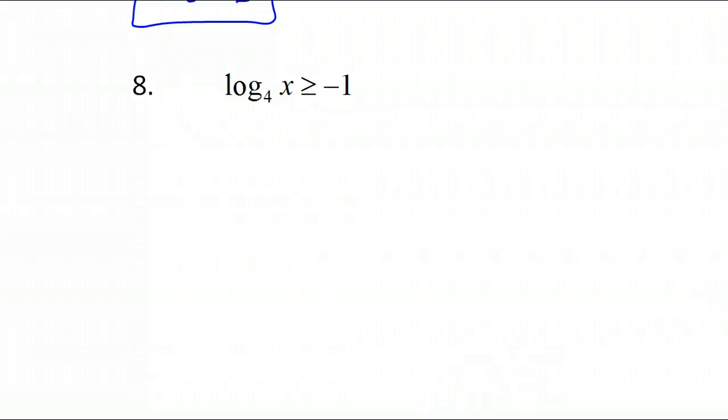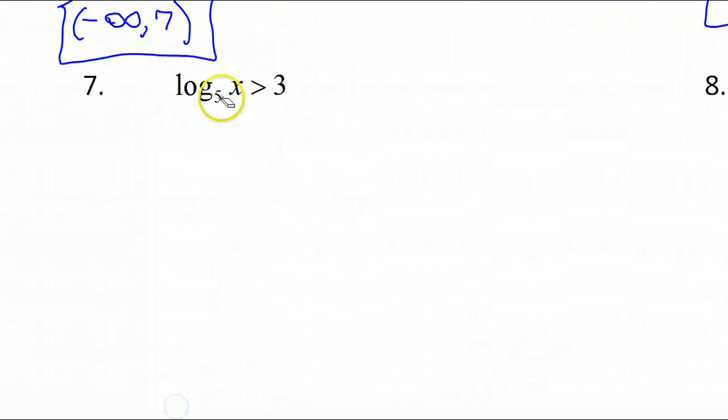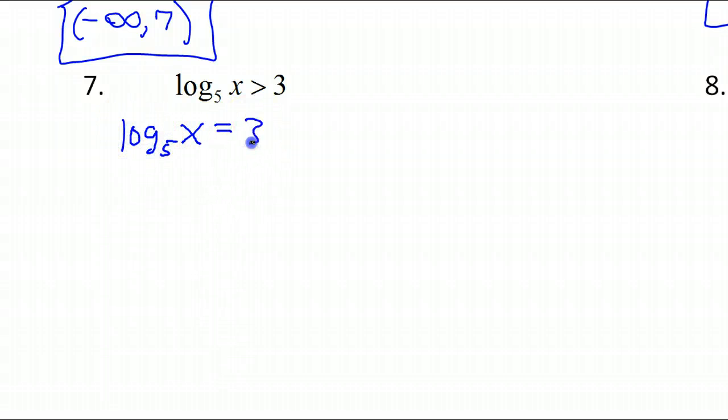Anyway, more practice with number 7. So again, watch out for the asymptote. Let's look at the related equation. Log base 5 of x is equal to 3. Rewriting this in exponent form, I would have 5 to the 3rd power is equal to x. Well, that is 125 is equal to x.